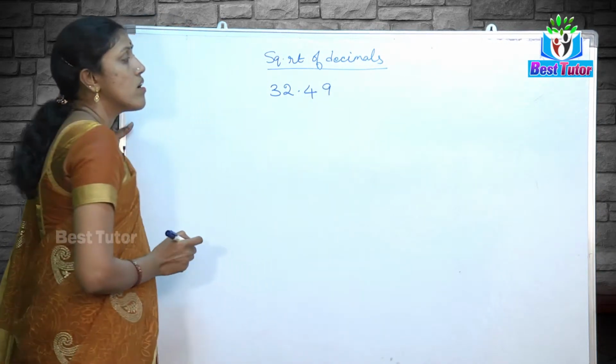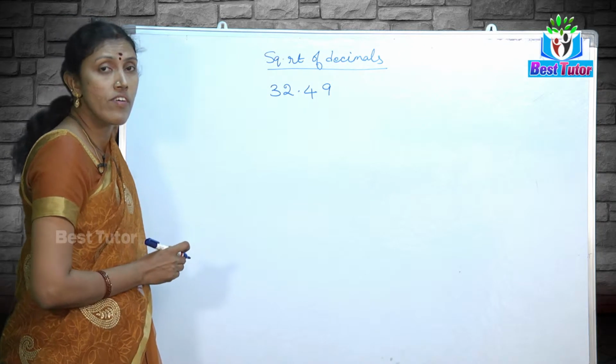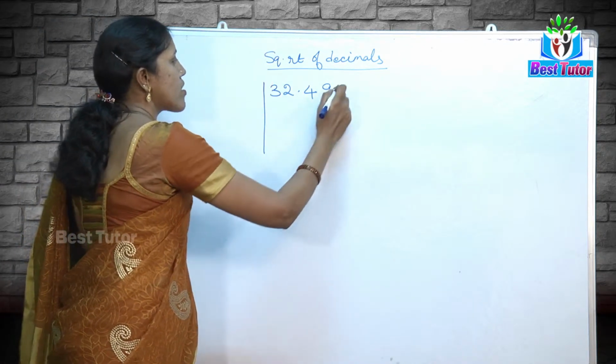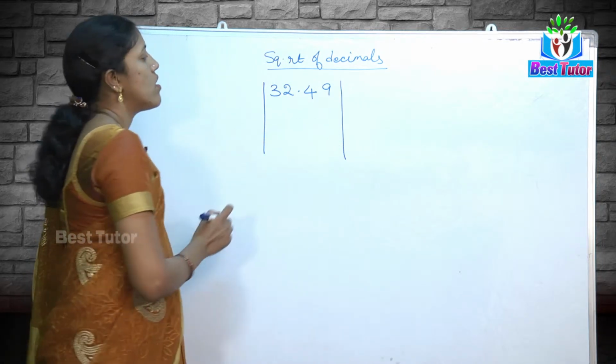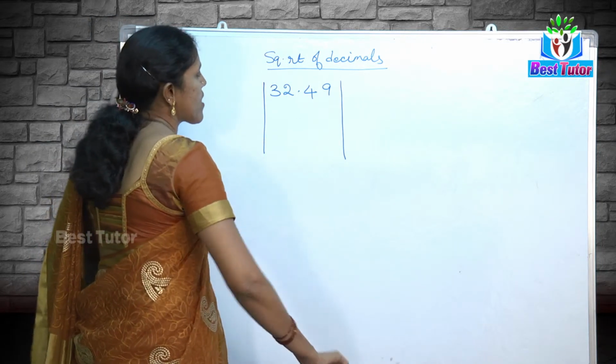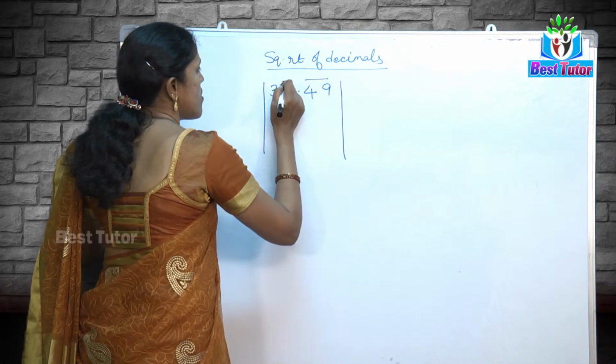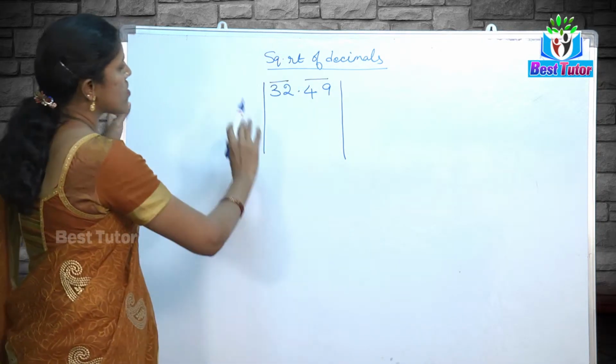32.49. I don't know whether it's going to be a perfect square or not. Let us try. Let us start using the long division method. Long division method, first step, pairing up of numbers, and the pairing should start from the decimal point. Right. 32 is the first pair.